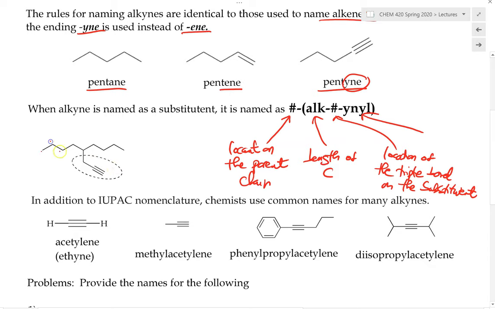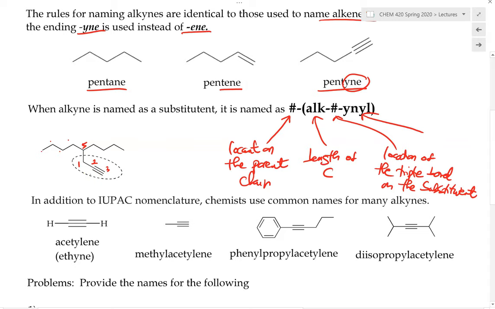So here, 1, 2, 3, 4, 5. So the whole substituent falls off of carbon 5 on the parent chain. And again, let's say this is our parent chain, and we are naming the alkyne as a substituent. So this will be carbon 1. The carbon directly connecting to the parent chain will be carbon number 1, and this will be number 2, and this is number 3. And now the alkyne falls on carbon number 2.